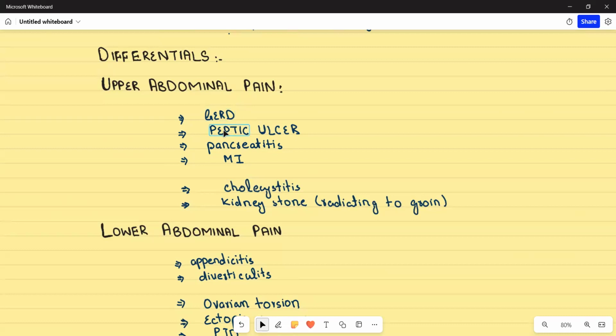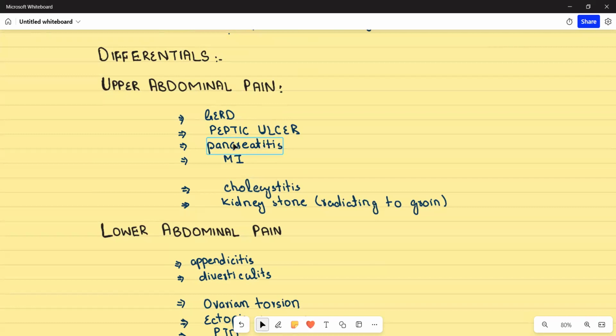Peptic ulcer disease, again, the patient will complain of pain in the epigastrium. The pain will increase on eating, and there will be a history of risk factors for the presence of peptic ulcer disease. So stress, smoking, taking NSAIDs, etc.